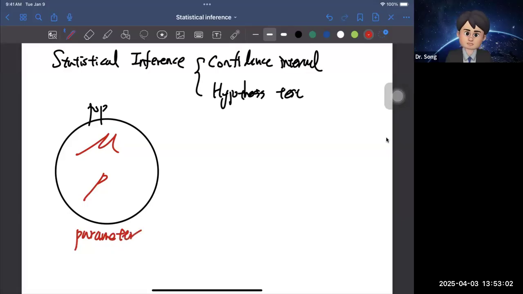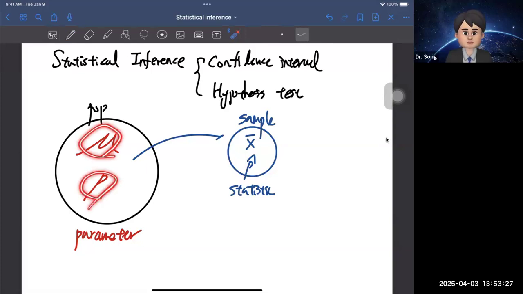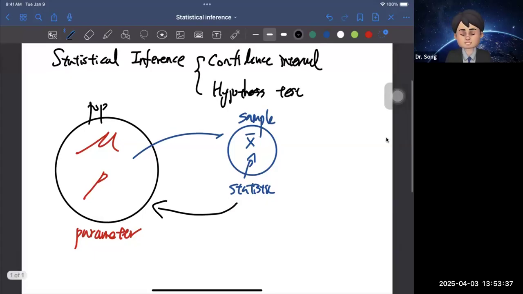So since we cannot get the population data, we get a sample instead from the population. Here is a sample. And then from the sample, you can calculate the sample mean x bar and sample proportion p hat. These we call the statistic. But your goal is to get to know the population mean mu and population proportion p. So what we want to do is estimate this parameter, and that we call the statistical inference.